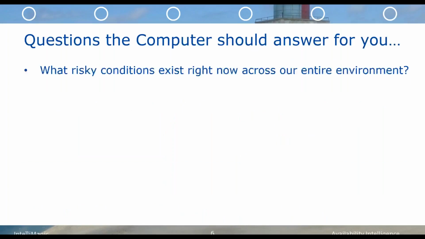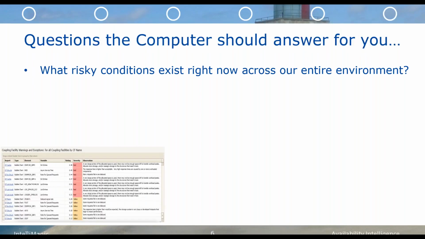So what kind of things can it answer for you? I mean, what risky conditions exist right now across the entire environment? This is a very difficult question, and I've been in many different shops all over, and it's not a question that sites are able to answer very easily. Because of the way that we're reporting on the data and what the data means for the service level delivery for the different applications and the demands that it's placing on the infrastructure. So we do this with automated rules.